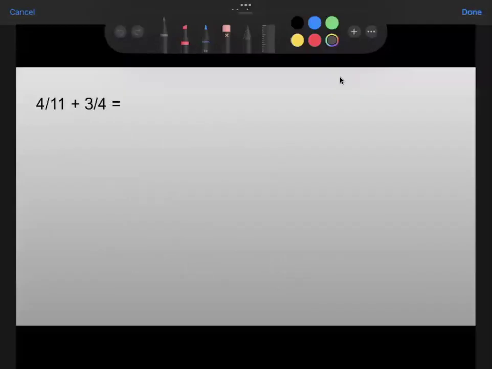Okay, here's the next one we're going to look at. It's 4 over 11 plus 3 over 4. So I'm going to go ahead and rewrite these. 4 over 11 plus 3 over 4. Okay, so first thing is I need to find the smaller denominator and see if I can multiply it to get the bigger one. So 4 is the smaller one. Can I multiply 4 times something to get 11? The answer to that is no. I can't. That won't work.